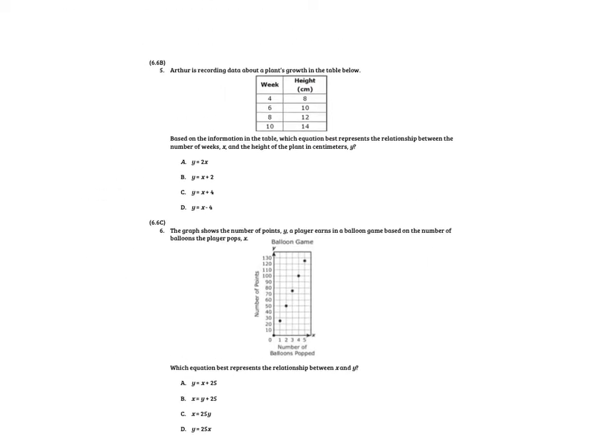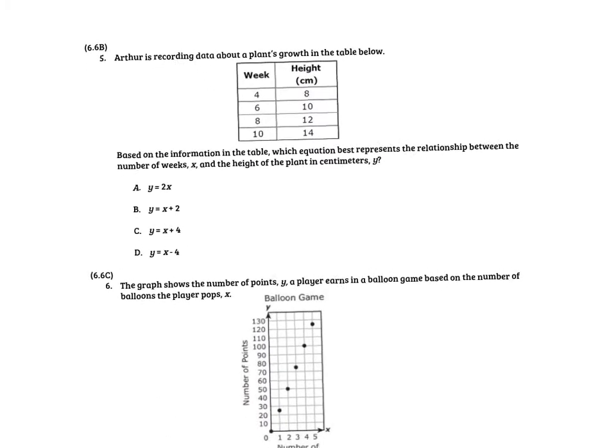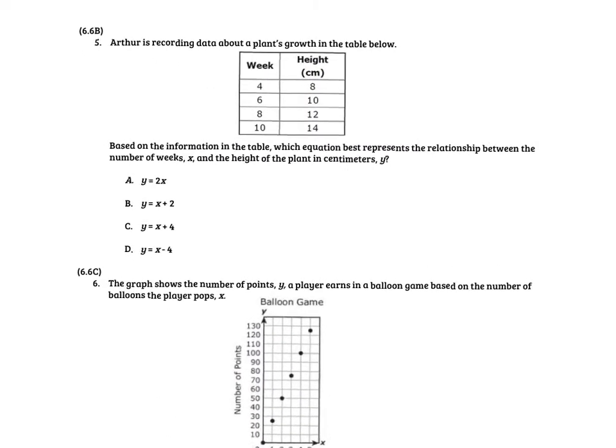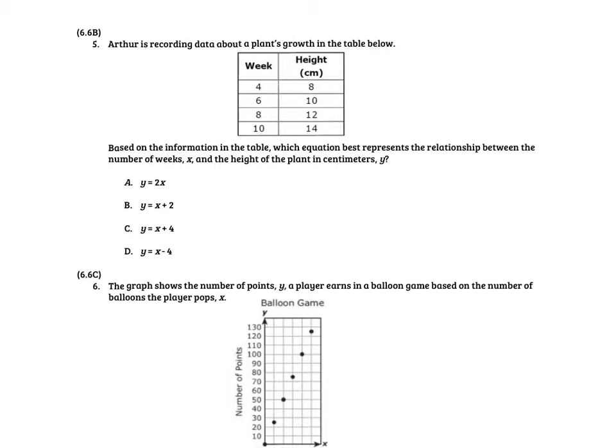Number 5. Arthur is recording data about a plant's growth in the table below. Week: 4, 6, 8, 10. Height, centimeters: 8, 10, 12, 14. Based on the information in the table, which equation best represents the relationship between the number of weeks, x, and the height of the plant in centimeters, y?